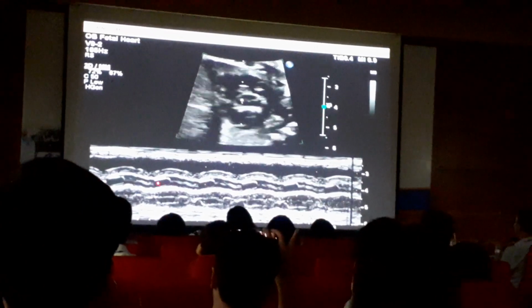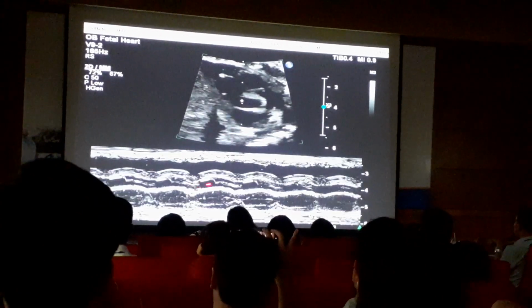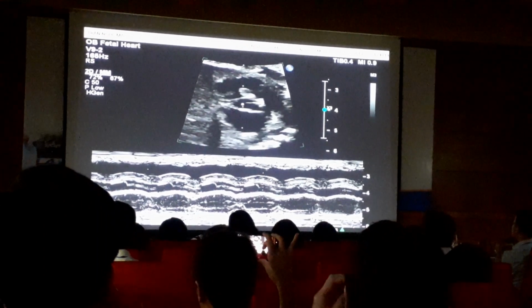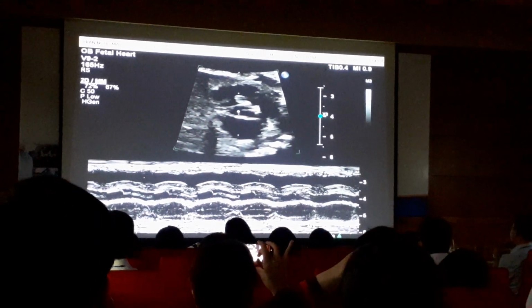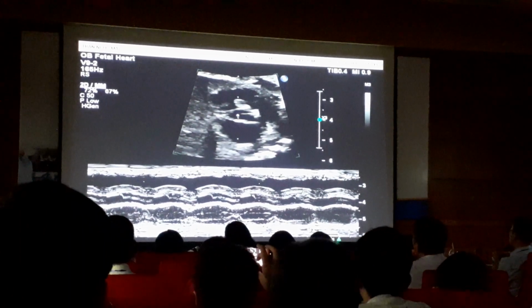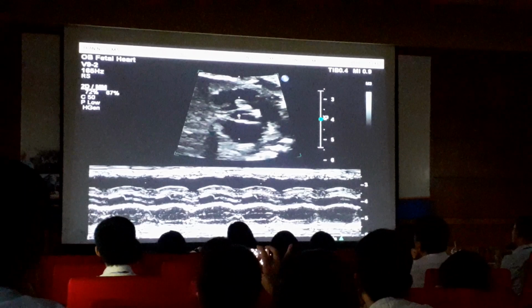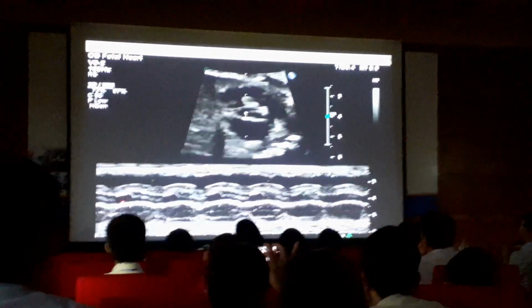Anything that gives you simultaneous ventricular and atrial events will suffice. So here's atrial contraction and here is aortic valve opening. So this is AV, AV.